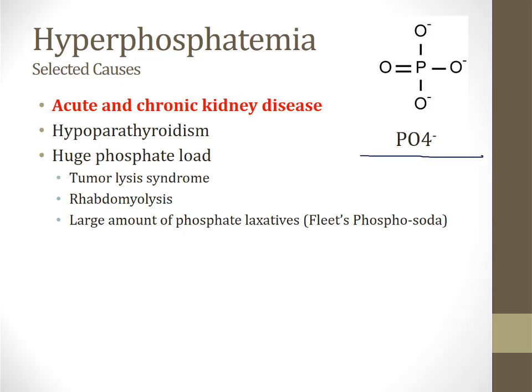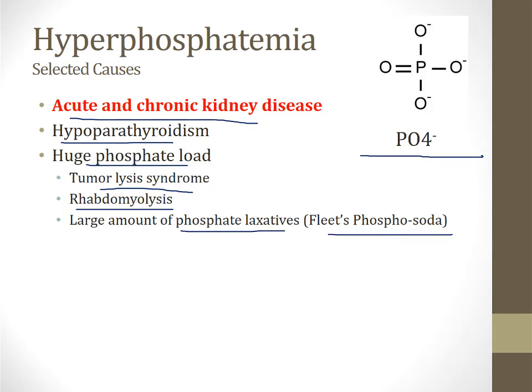The classic cause of this problem is acute or chronic kidney disease, which I'll talk about on the next slide. You can also see elevated phosphate levels in hypoparathyroidism. And finally, you can see this at any time there is a huge phosphate load. So in tumor lysis syndrome, lots of phosphate spills out of cells. This raises the serum phosphate level. The same thing happens in rhabdomyolysis when muscle cells die. You can also rarely see this in patients who consume large amounts of phosphate-containing laxatives like Fleet's phosphosoda.